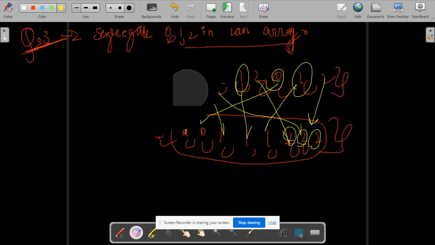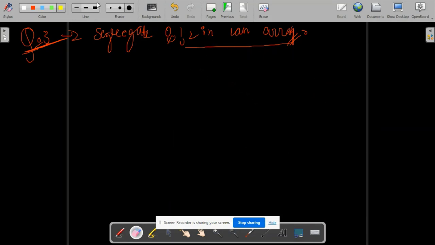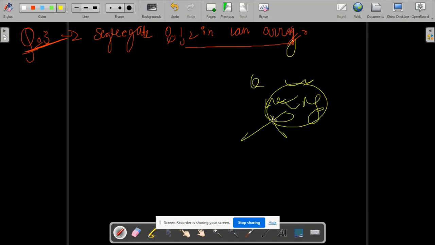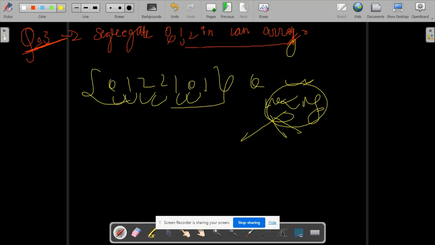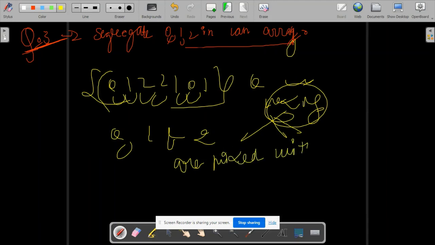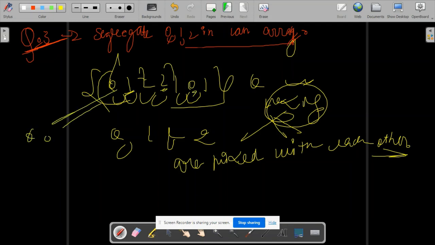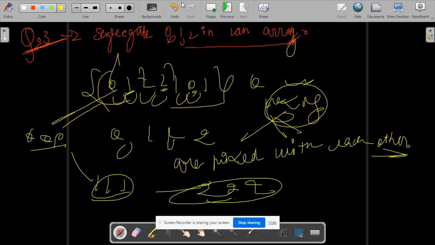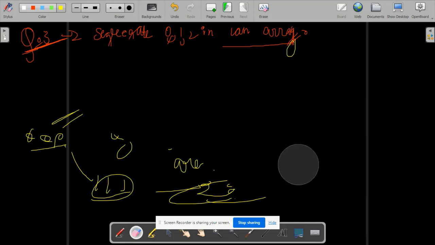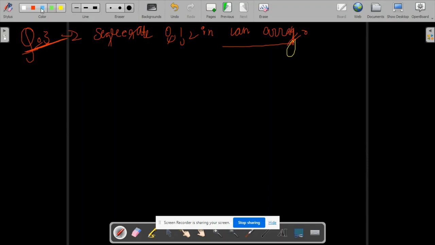Let us give some real life example of what segregation actually means. Segregation means to separate mixed elements, to separate elements from getting mixed. Now you can see that when I gave you this array 0, 1, 2, 1, 2, 1, 0, the 0s, 1s, and 2s are mixed with each other. So we have segregated it. It means we have separated, filtered out the ones on one side and the twos on the other. Okay, I hope you're clear with the meaning of segregation.